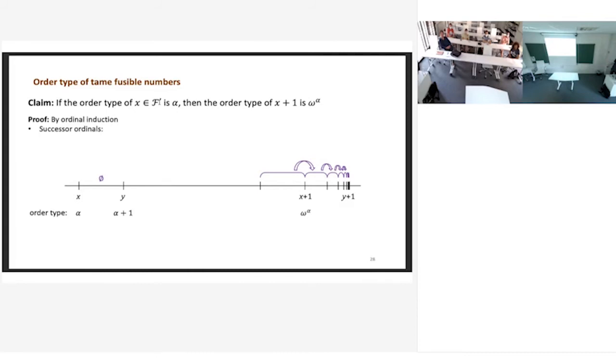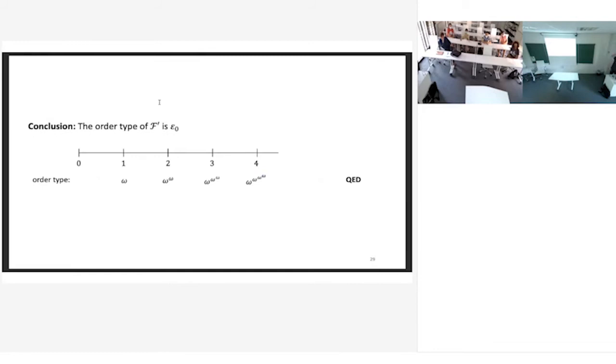Why is this so? Because in the first purple segment, you have an ordinal which is a final segment of omega to the alpha, so it itself is omega to the alpha. Sometimes if you have an ordinal and you cut it and take the right part, you get the same ordinal. So you take omega to the alpha and copy it omega times, so you get omega to the alpha times omega, which is exactly omega to the alpha plus 1. Then you argue by a limit argument about limit ordinals, and everything is okay. So the conclusion is that the order type of the tame fusible numbers is a tower of omegas. Therefore, its order type, when you look at the whole real line, is epsilon 0.